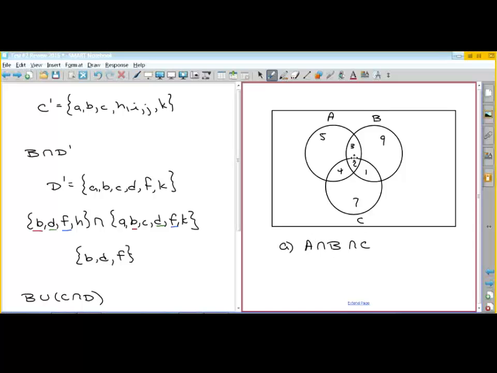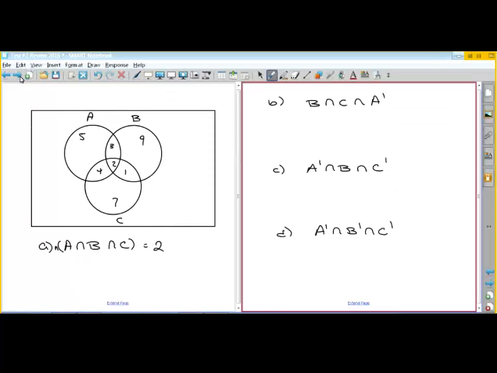So when you have an intersection of all three sets, that's this area. That's where all three sets overlap. If I asked you what's the number of elements in this intersection, the answer would be 2. It's the one right in the middle.